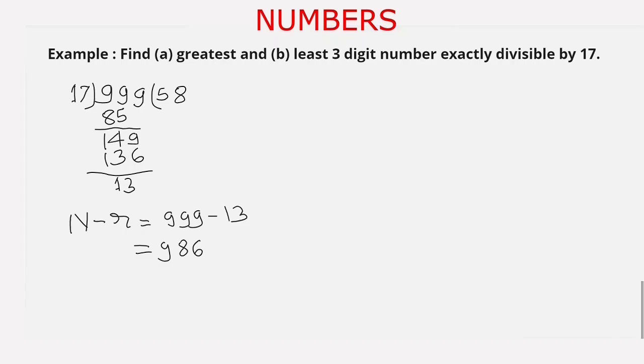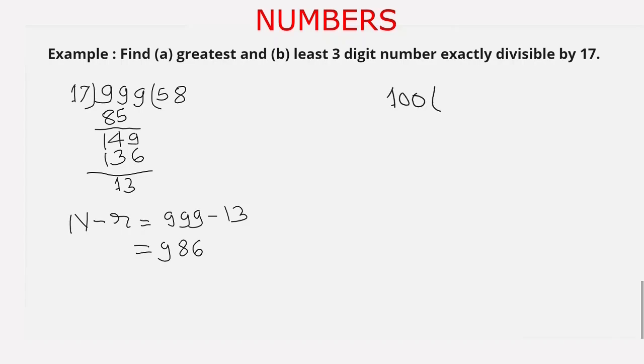and this is the greatest 3-digit number divisible by 17. The question was asked, find greatest and least 3-digit number exactly divisible by 17. So the greatest 3-digit number is 986, which is divisible by 17. Now we have to find the least 3-digit number exactly divisible by 17. So least 3-digit number is 100, and that number must be close to 100.